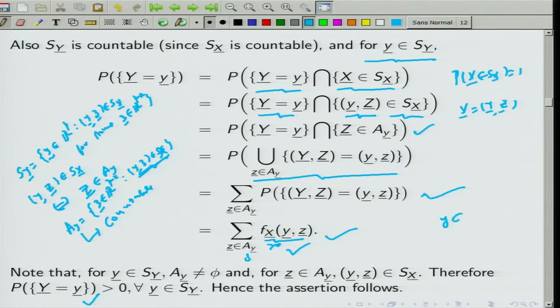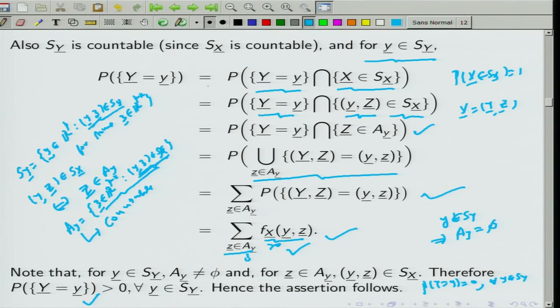Also note that if y does not belong to Sy, what does that mean? That means there is no z such that yz belongs to Sx. So, that would imply that Ay is empty. So, for y not belonging to Sy, probability Y is equal to y is 0, because then you will be summing over an empty set. So, if y belongs to Sy, the probability is this; if y does not belong to Sy, the probability is 0; and probability Y is equal to y is positive for every y belonging to Sy, and that proves the result.